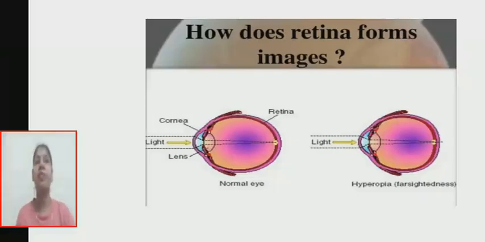How does the retina form an image? The light comes from infinity, passes through the lens, and is focused on the retina. It's a normal eye. But in hypermetropia, the light comes from infinity and focuses behind the retina, and the image formed is a blurred image. This I discussed in the error of refraction chapter.